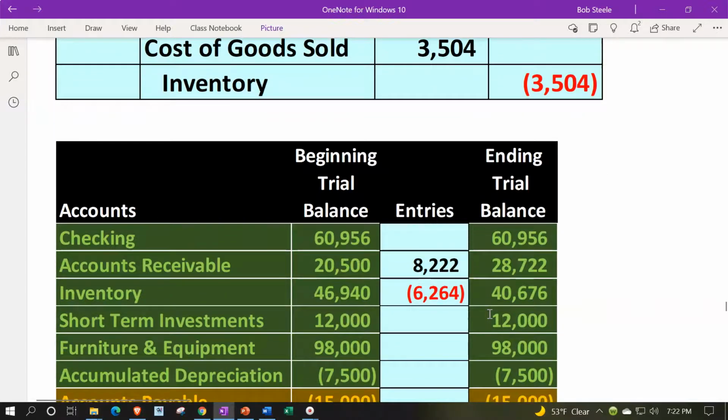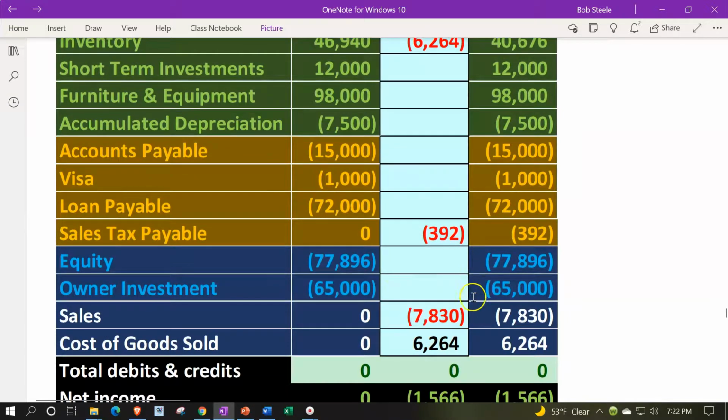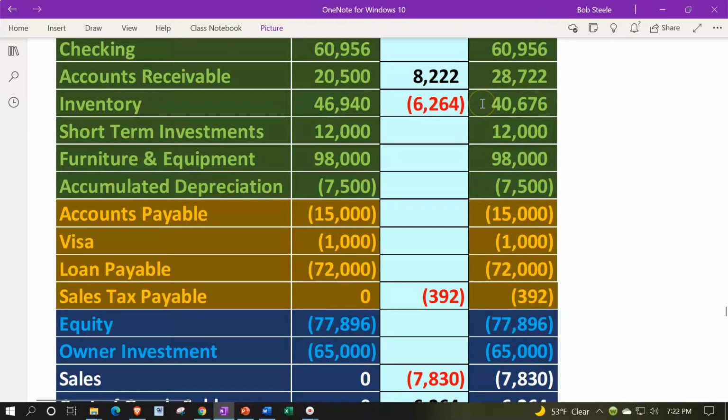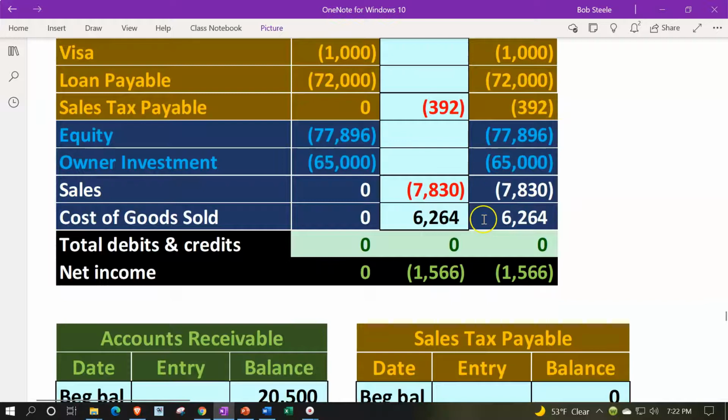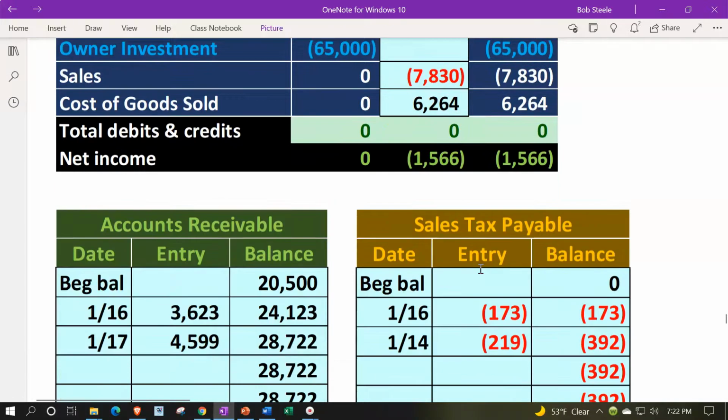If we post that out, accounts receivable going up from $20,005. Now it's going up by those two transactions to 28,222 up to 28,722. We see that the other side went to sales, and then we see the sales tax increasing, and then inventory is going down, and the cost of goods sold is going up. The net between these two activities is the net impact on net income for those two transactions.